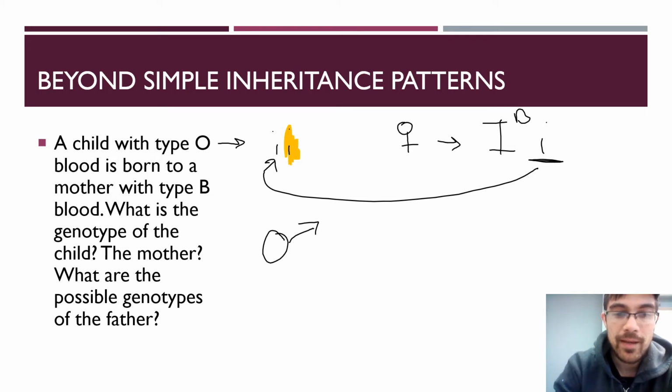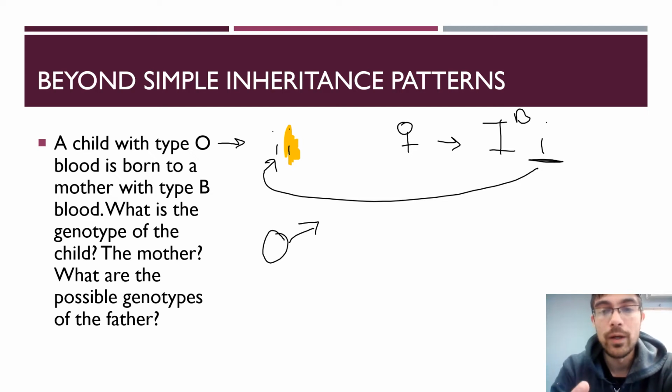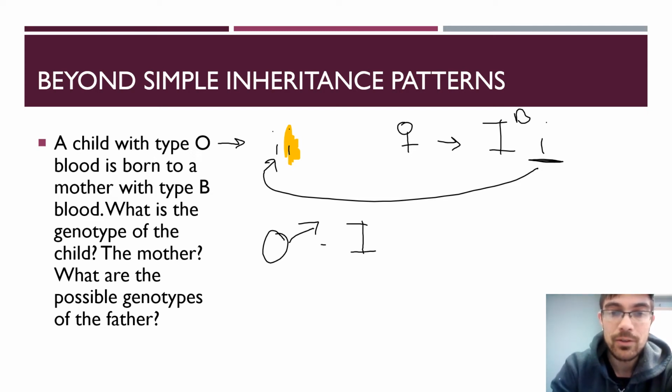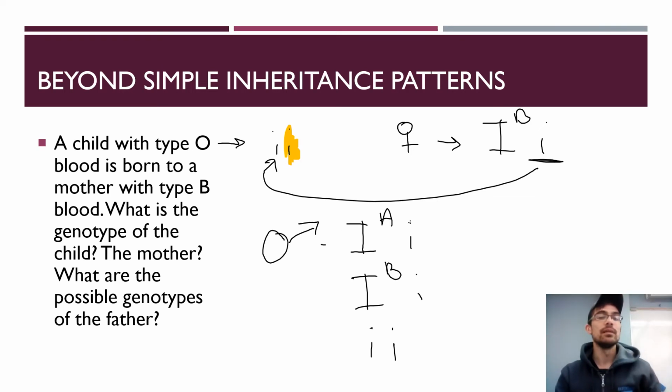So that means they must have at least one copy of the recessive allele. So in this case, that means the father could have been IA, recessive, or IB, with the recessive being carried, or it's possible he was type O himself. Okay? So that eliminates AB at the very least.